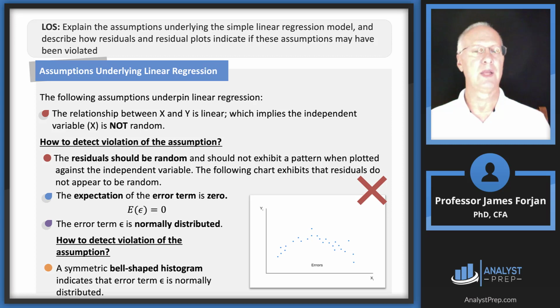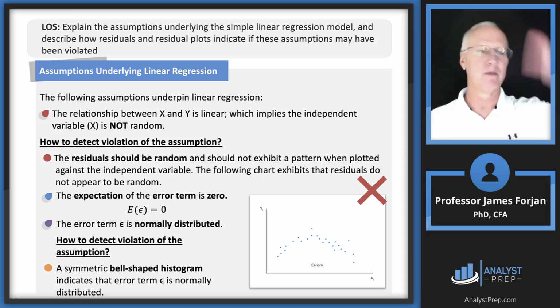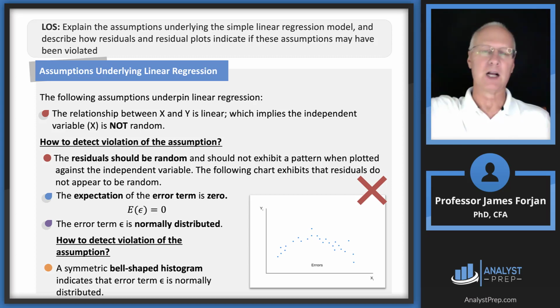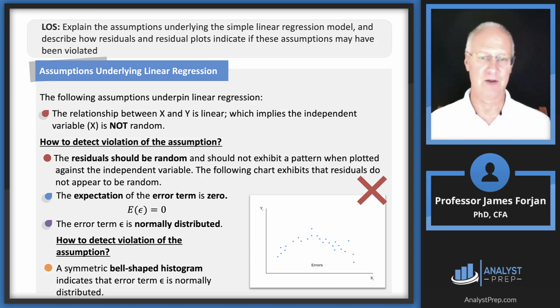The relationship between x and y is linear, which implies that the independent variable is not random. So I want you to think about what that means. If you have two variables that are random, think of the Excel random generator function, and you have a column of a bunch of numbers that are randomly generated, and another column of randomly generated numbers, there's probably no relationship between those two, right? So in order to have linearity between x and y, the independent variable cannot be random. However, the residuals that we talked about earlier, they must be random.